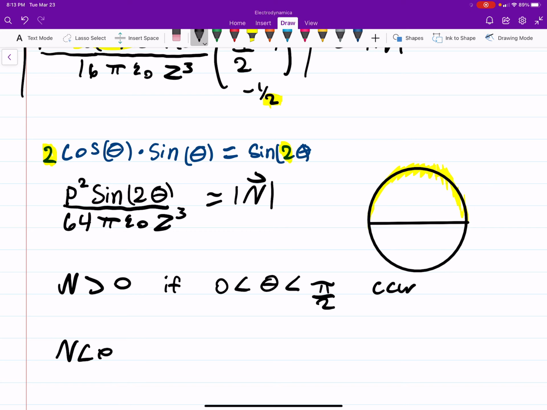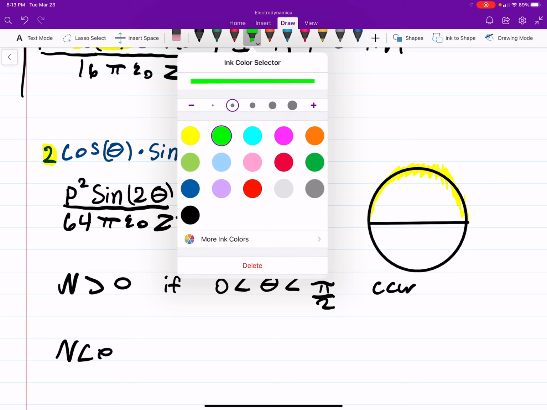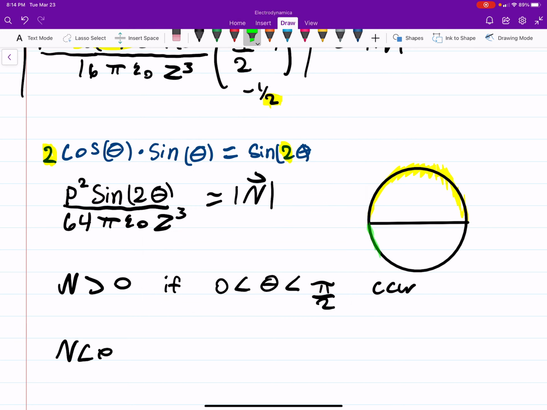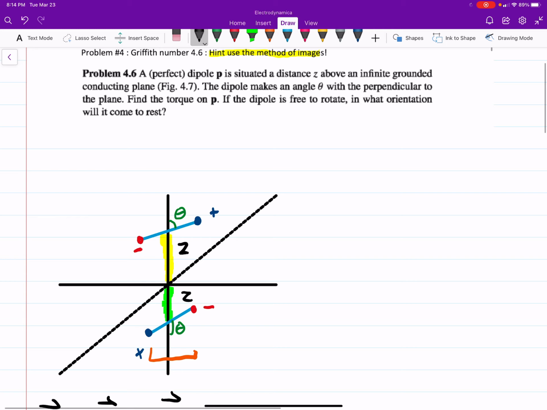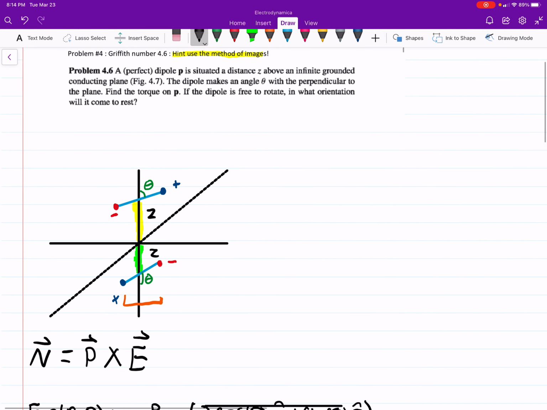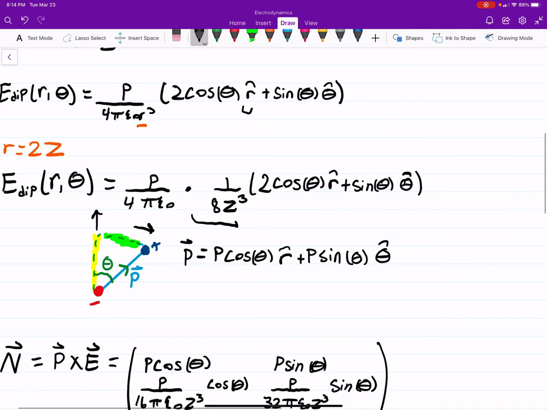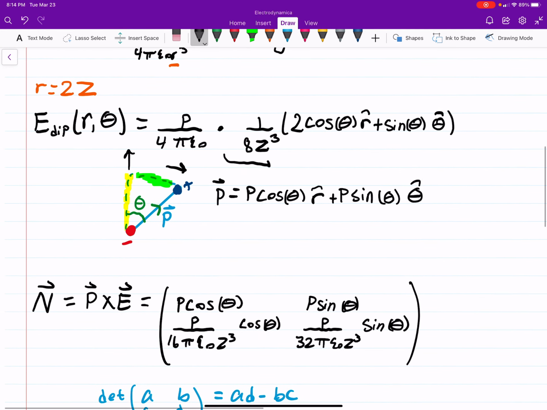Now, when the torque is less than 0, that's going to happen if we think of the unit circle on this side. Again, we have to keep in mind that there's already a 2 in there, so that'll be between pi over 2 and pi. And when we have a negative torque, it's going to rotate clockwise. So hopefully that makes, for the most part, sense.